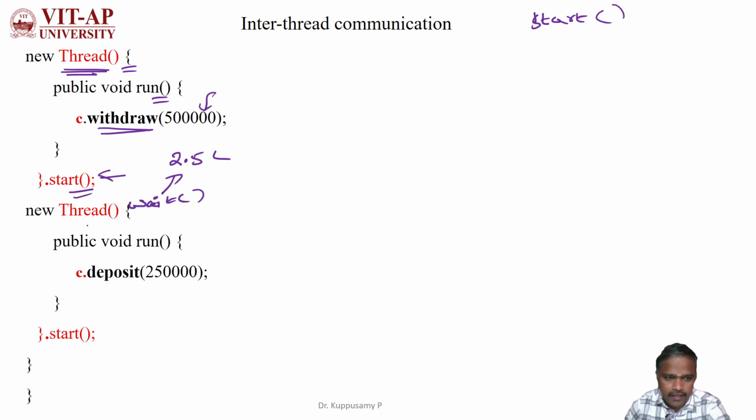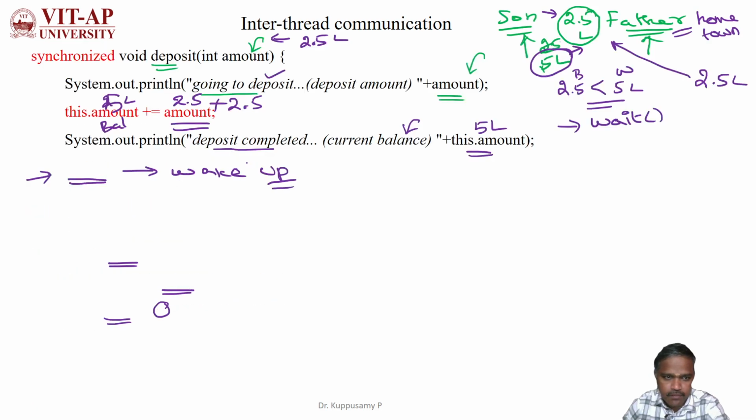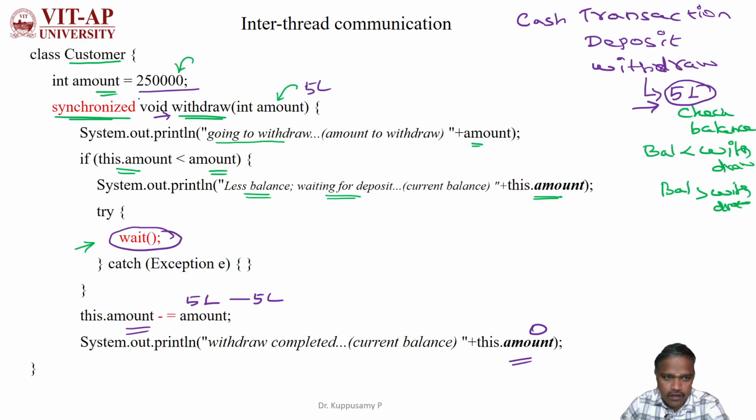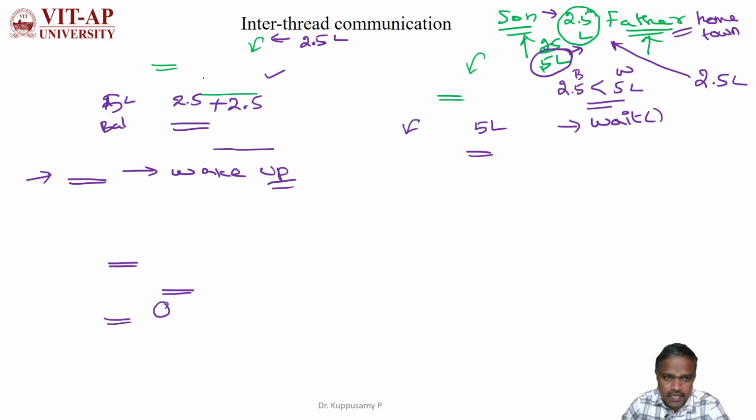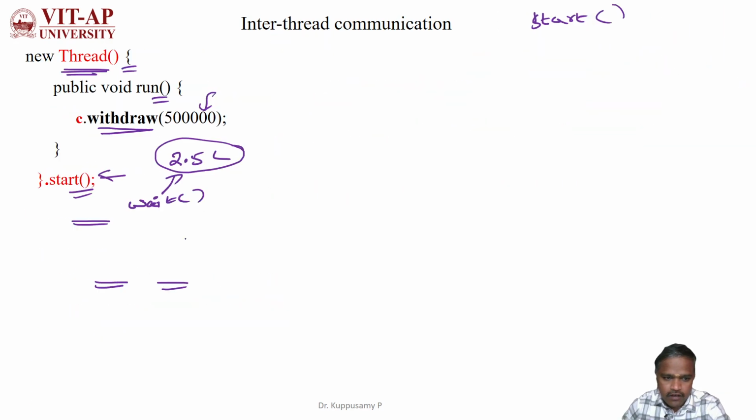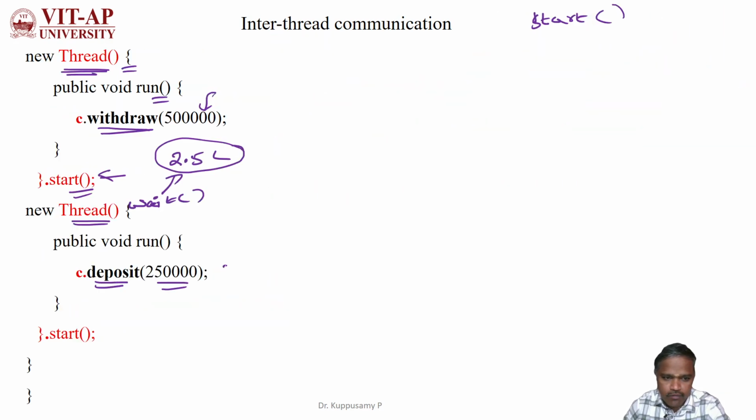Like that, another thread here we are making is the deposit thread, which is depositing 2.5 lakhs by the father. So already the account is having 2.5 lakhs as per the statement here. Okay, you look at that, here the balance is already 2.5 lakhs. Now using the deposit thread, one more 2.5 lakhs is deposited by the father. Okay, then it is starting the deposit thread.